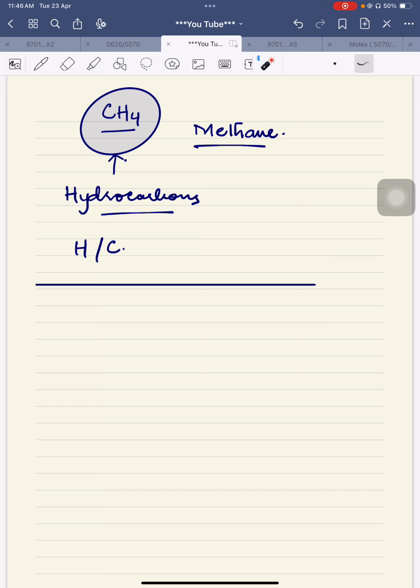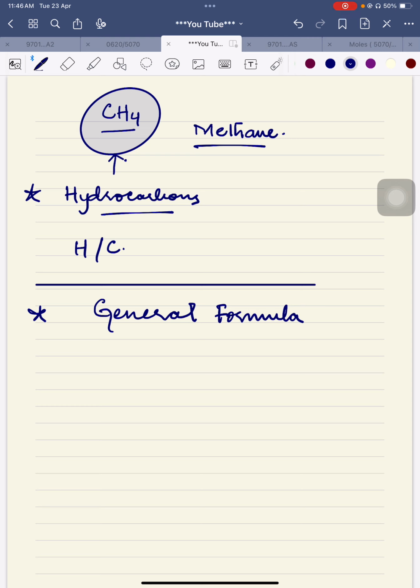There are many organic compounds which have a halogen in them, or oxygen, or nitrogen, but they are not considered pure hydrocarbons. Pure hydrocarbons are those compounds which are made up of carbon and hydrogen only. Is that okay? Now I am moving to the next definition. After hydrocarbon, there is a definition called general formula, GF.